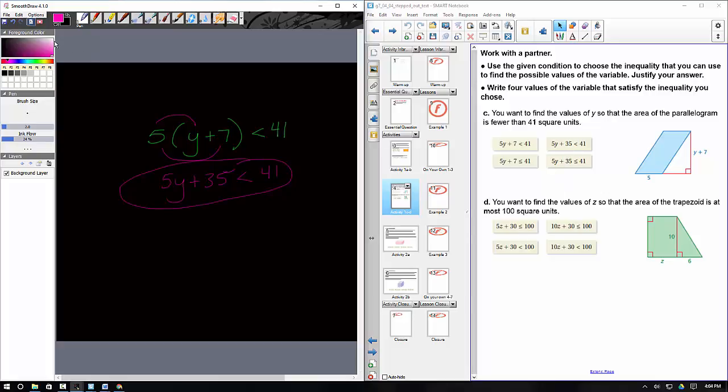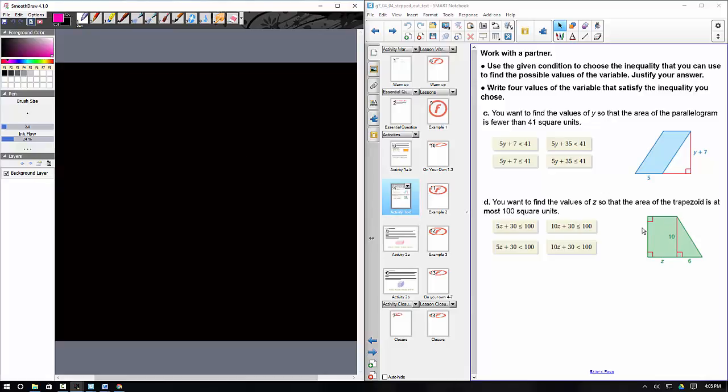Next one is talking about the trapezoid, and it says the area of the trapezoid. To figure out the area of the trapezoid, I'm going to do first the rectangular part, so that will be z times 10, plus 10 times 6 divided by 2. So I'll say 10 times 6 divided by 2.